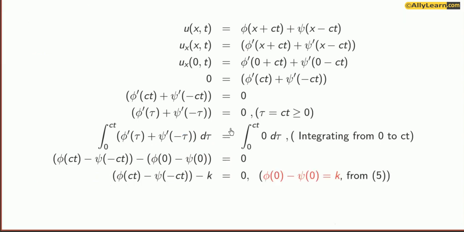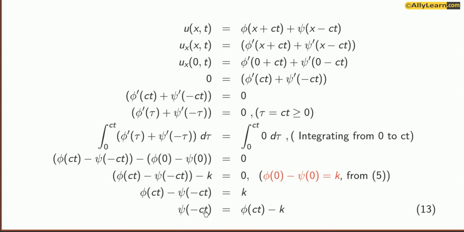So upon denoting it by k, we get this expression where this value of k as phi of 0 minus psi of 0, we are using from equation number 5. If you visit equation number 5, you will see that there we denoted phi of 0 minus psi of 0 with k. So now let's take k on the other side, and then we get the value of psi of minus ct equals phi of ct minus k.